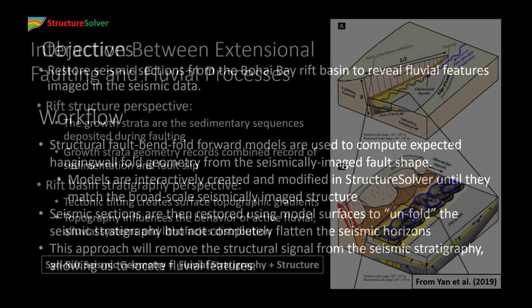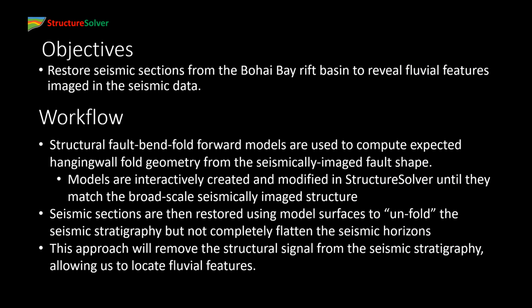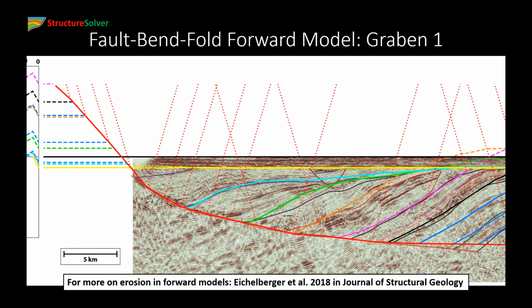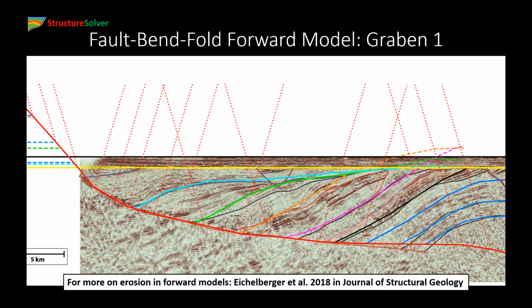related to extension? The objective of this study is to demonstrate how fault-bend fold structural models can be used to restore the fault-related folding observed in the seismic image in order to reveal stratigraphic features. By fitting a fault-bend fold model to the seismically imaged growth strata geometry, we reconstruct both the structural history of the fault and the burial history of the hanging wall basin.